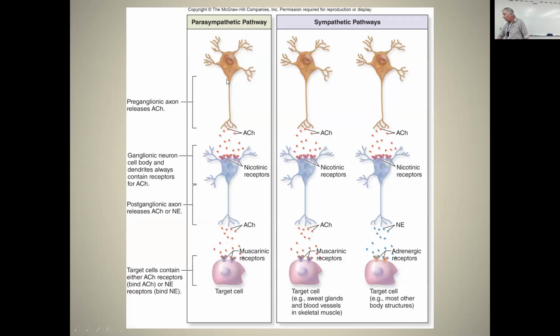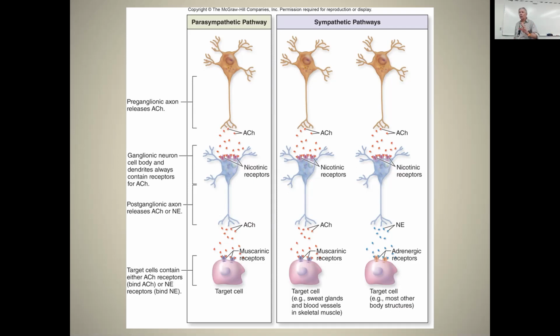So here we go. Parasympathetic pathway. Acetylcholine is released by the preganglionic axon terminals, the postganglionic cell body and dendrites have nicotinic receptors, and the postganglionic axon terminals release acetylcholine onto target cells that have muscarinic receptors. Sympathetic, it's usually over here. The preganglionic axon terminals release acetylcholine. There are nicotinic receptors again on the cell body and dendrites of the postganglionic neuron, but usually norepinephrine is secreted onto adrenergic receptors.